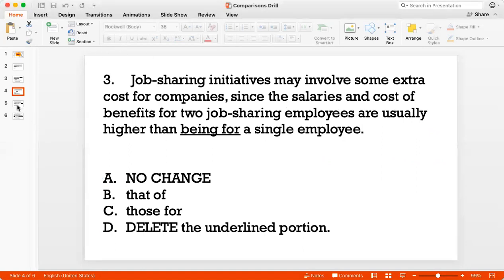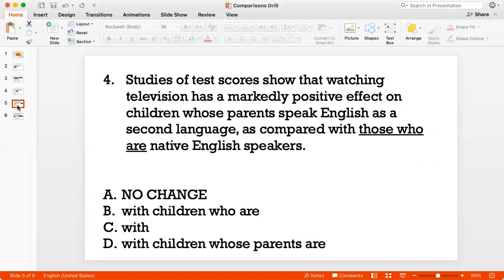Okay, let's go to question 4. Studies of test scores show that watching television has a markedly positive effect on children whose parents speak English as a second language as compared with those who are native English speakers.